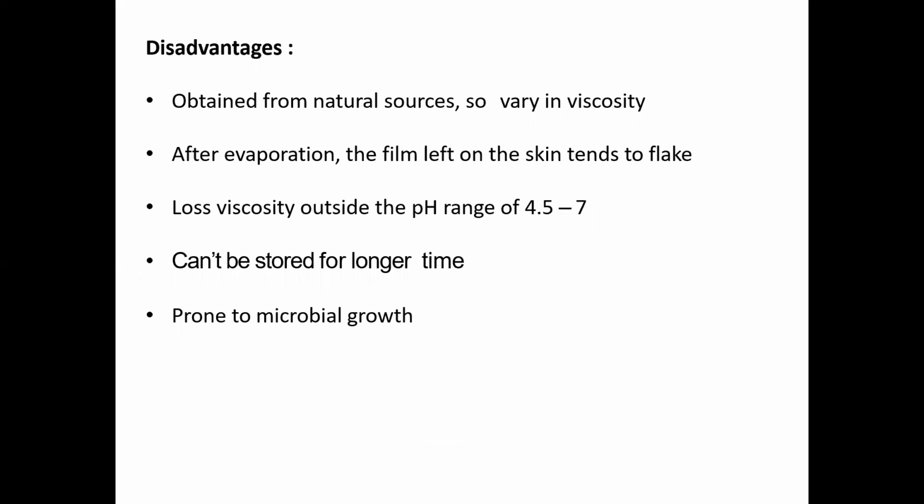Next, the disadvantages. Tragacanth is obtained from natural sources, so it varies in viscosity. After evaporation, it forms a film which is left on the skin as flakes. Tragacanth loses viscosity outside the pH range of 4.5 to 7. It cannot be stored for a longer time, and since it is obtained from plant sources, it is prone to microbial growth.